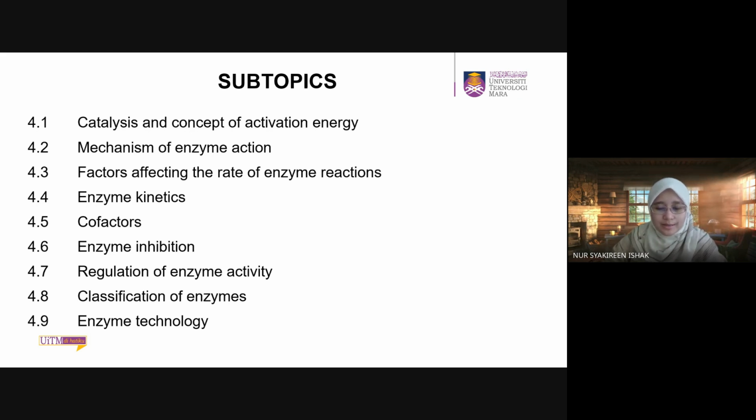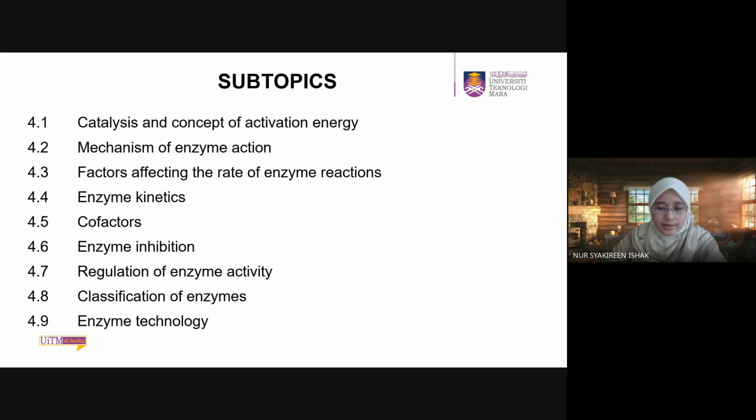The first one, catalysis and concept of activation energy. So you have to know what is activation energy, what impact it gives to the reaction, and how the enzyme is involved in lowering the activation energy of certain reaction.